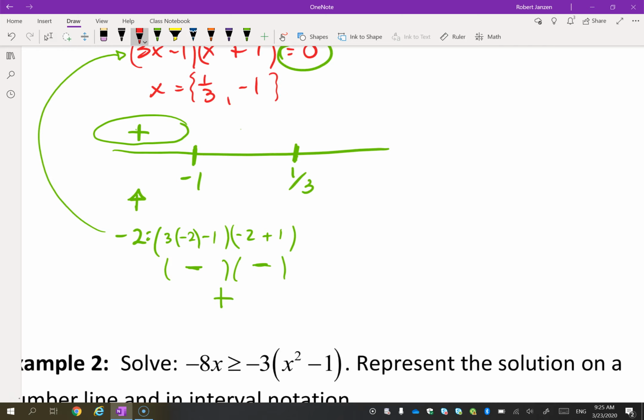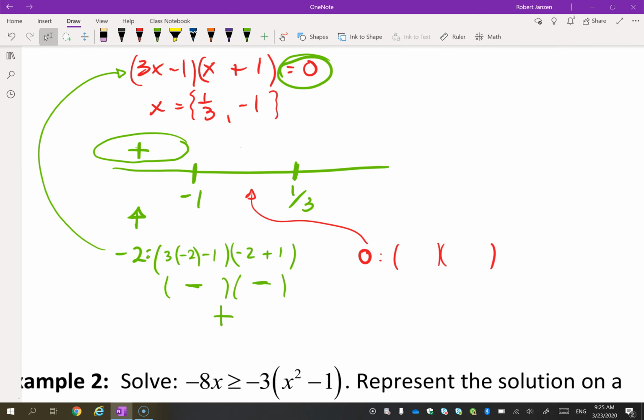So let's try a value in here. What's a value between -1 and 1/3? Well, 0 is probably the easiest one to try. So again, I'm going to put it into the two factored brackets. If I put a 0, I get 3 times 0 minus 1, so this would be negative. And 0 plus 1, this would be positive. What's negative times positive? Negative. That means this interval here, every value is negative.